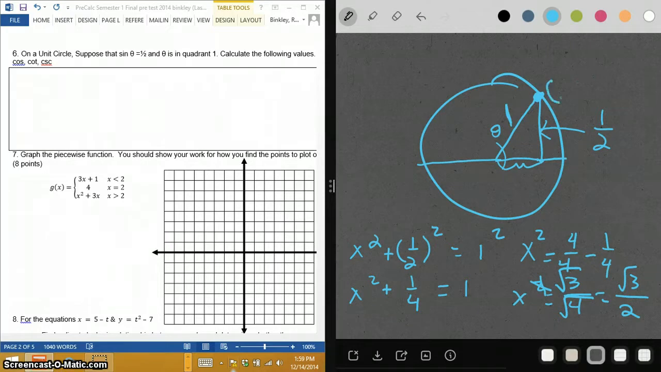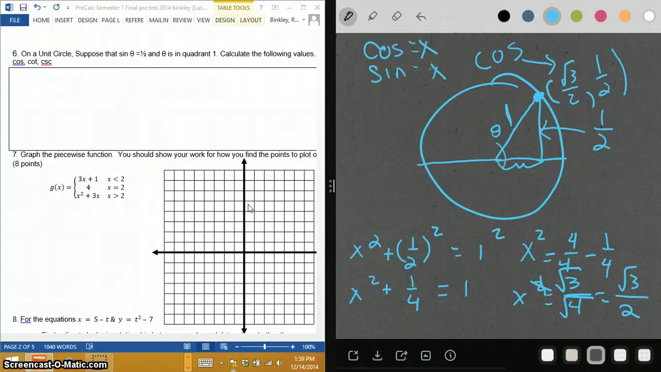And you can check that, where the square root of 3 over 2 is my x value and 1/2 is my y value, which also means that the square root of 3 over 2 is the cosine, because cosine is equal to x and sine is equal to y. So let's look at what else this is asking us for. This is asking us for the cotangent and the cosecant.